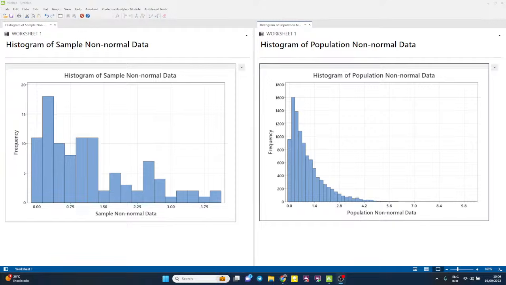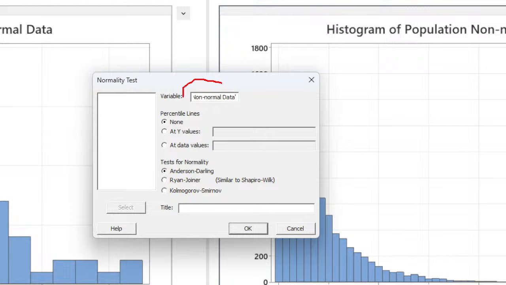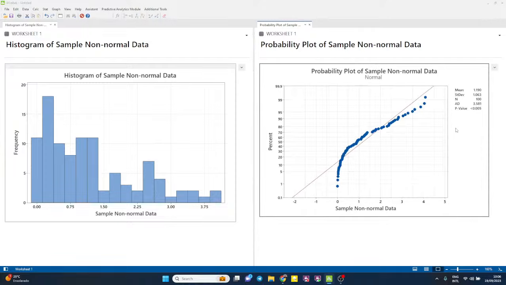Now there is an explosion of joy here in my heart to see so many people saying low, low, low. So if the risk is low, it is expected that when I run the normality test for this non-normal data sample, the p-value is very low.